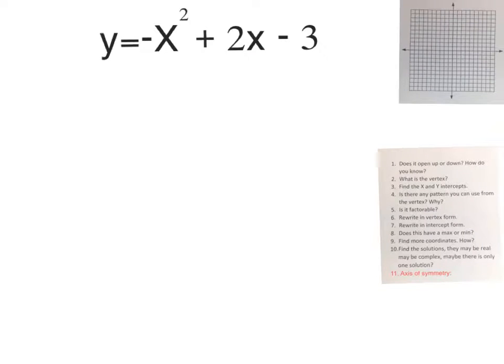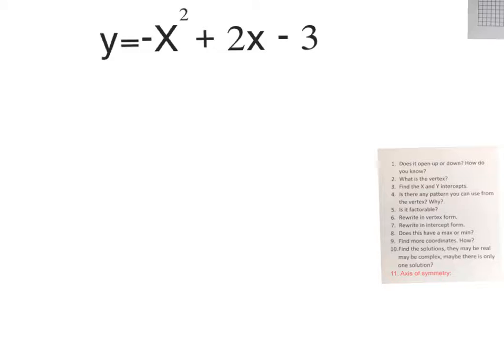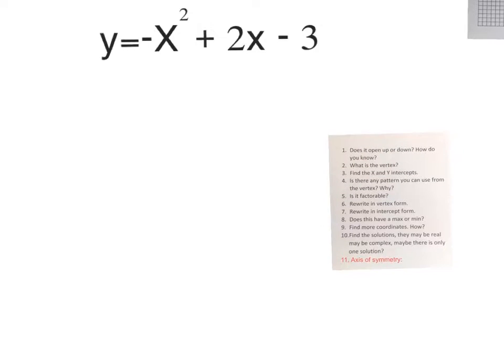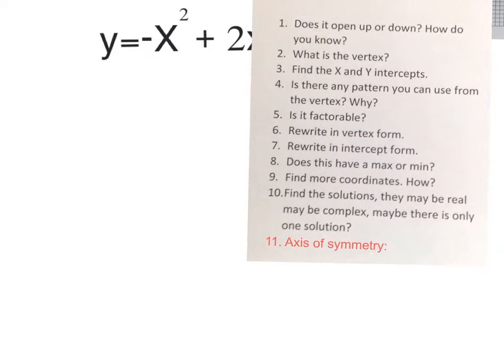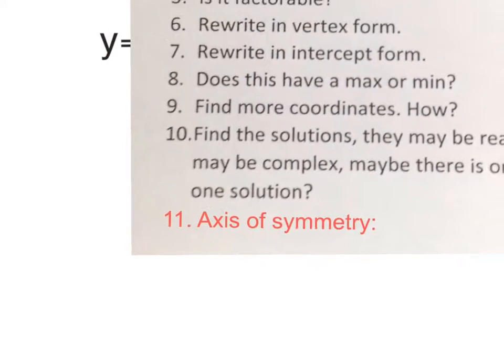So we're going to start this first one. I have graph paper up here. You guys don't have graph paper. I'm sorry about that. You guys could at least sketch it in your notebooks. And we have this list of questions. I do want you to add number 11 on there at the bottom. Write down axis of symmetry as number 11.